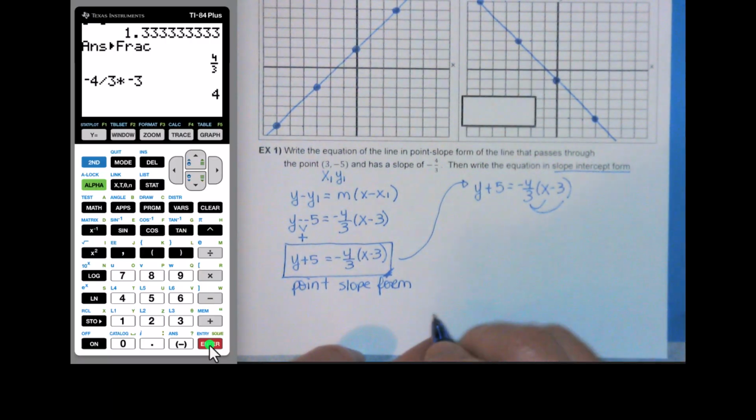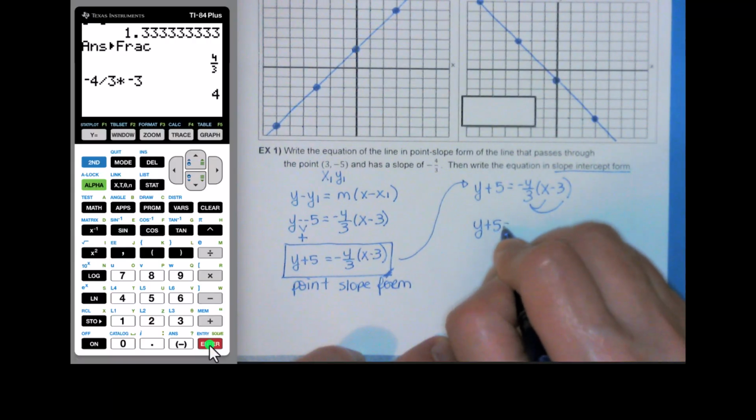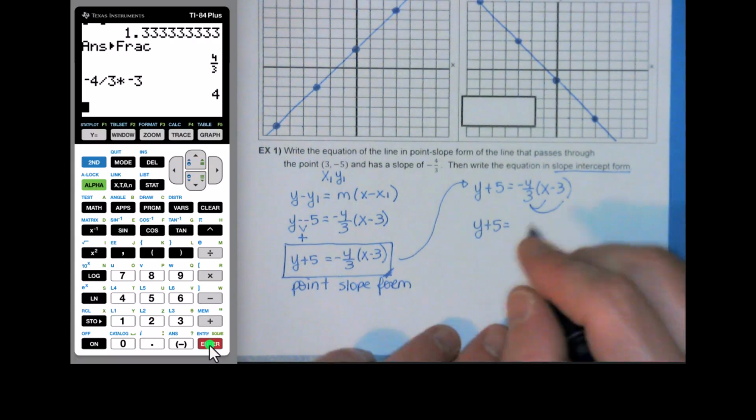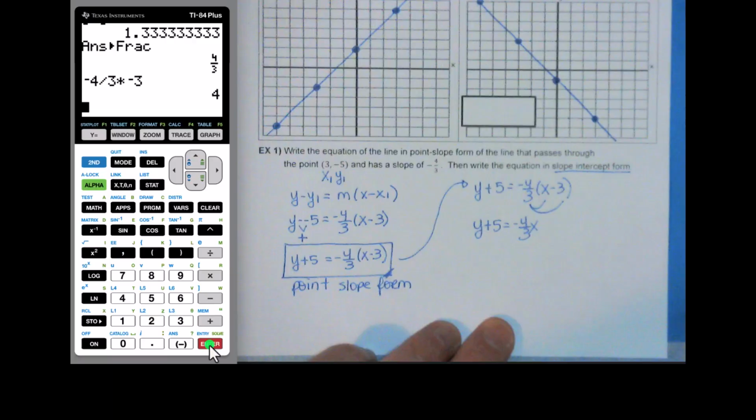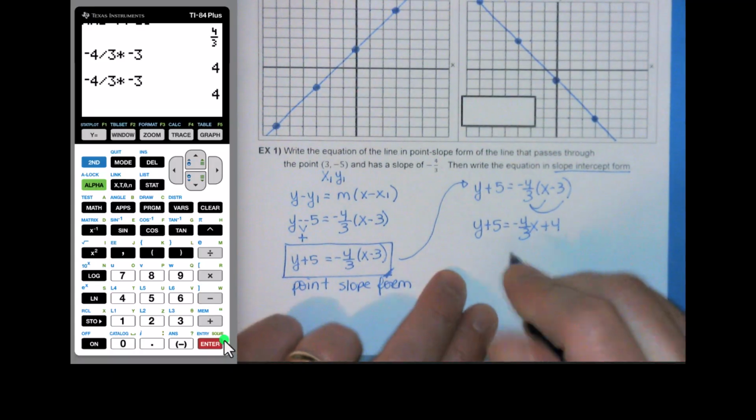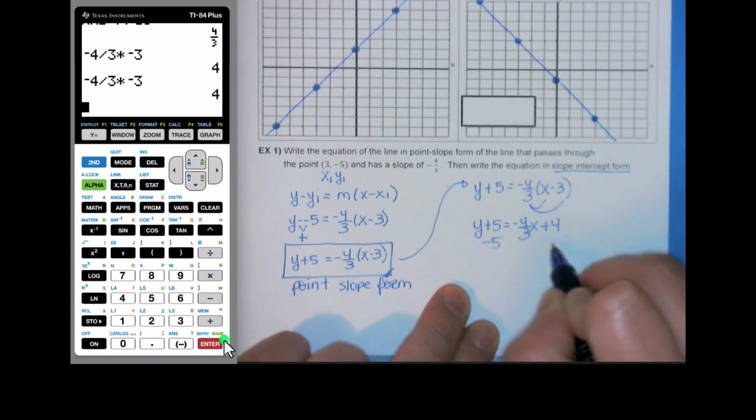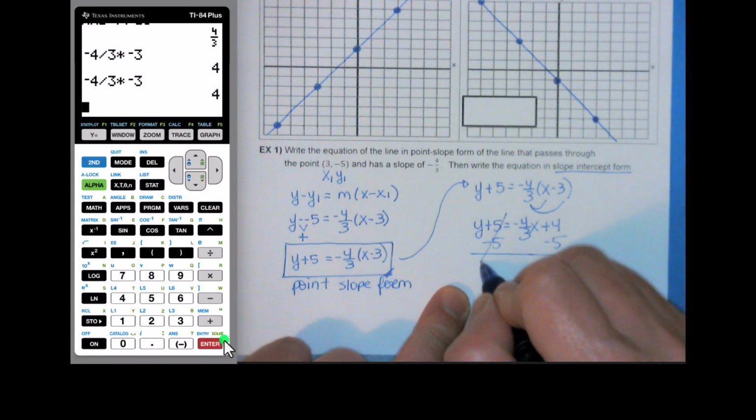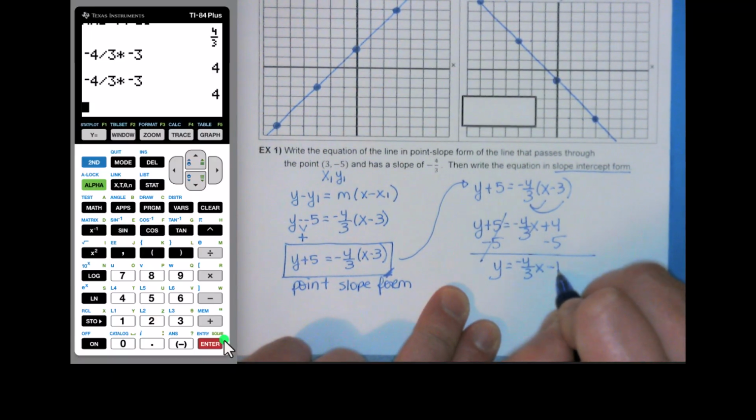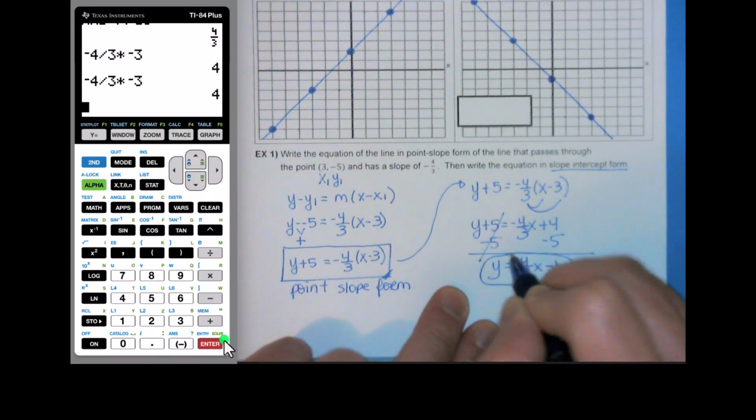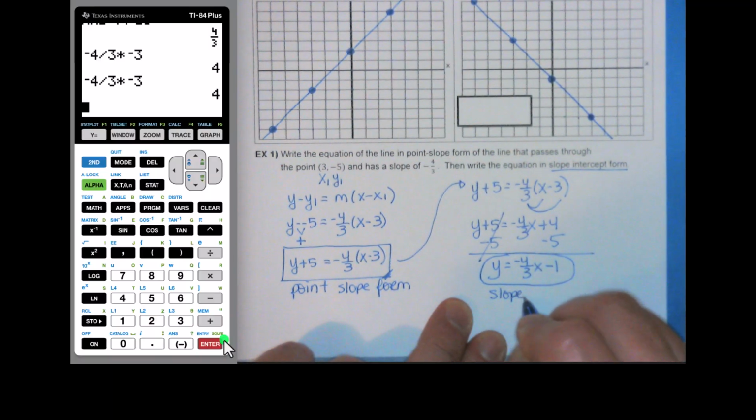So we're going to get rid of the parentheses. So it'll be y plus 5, -4/3 times x is -4/3 x. And we're going to multiply -4 divided by 3 times -3, and we get +4. So in order to get the y alone, I'm going to subtract 5 from both sides. 5 cancels, y is alone, y = -4/3 x minus 1. So this is the slope intercept form.